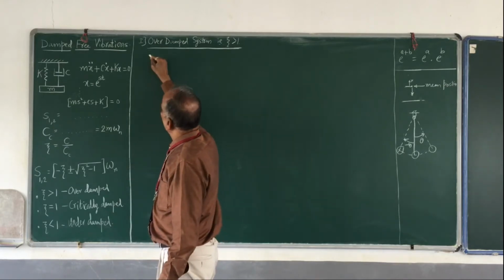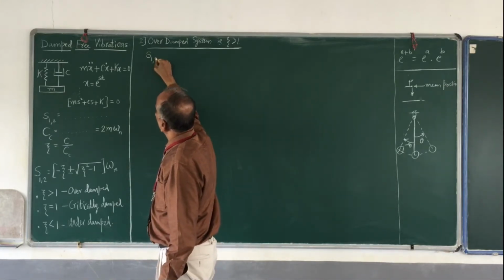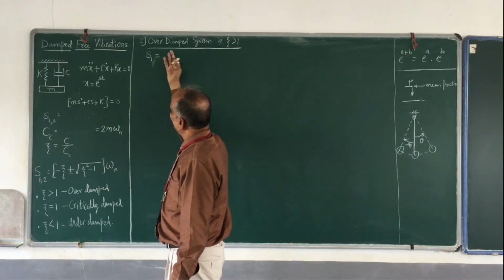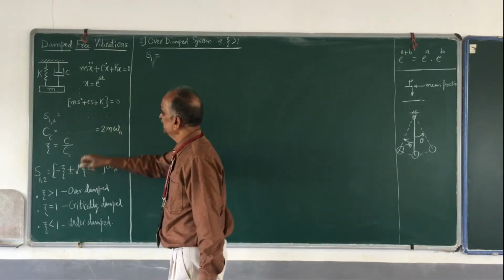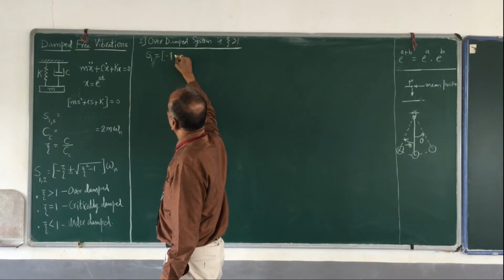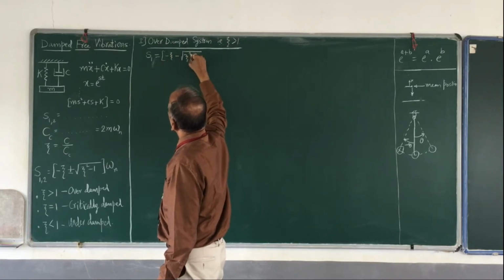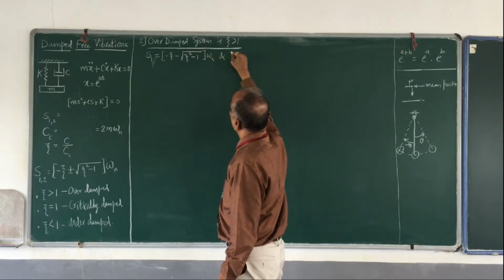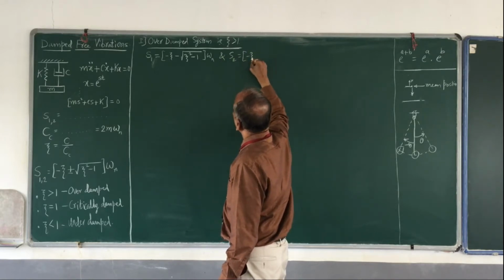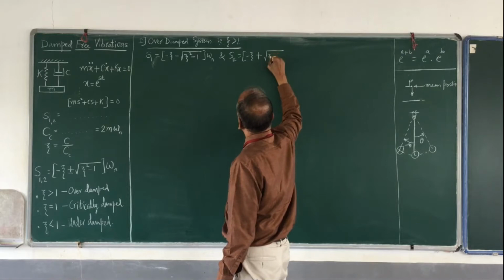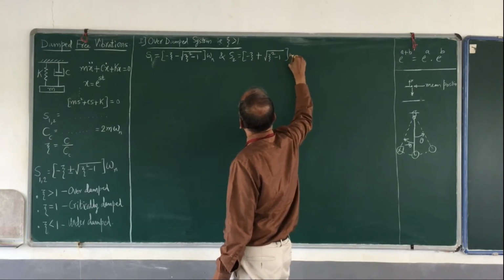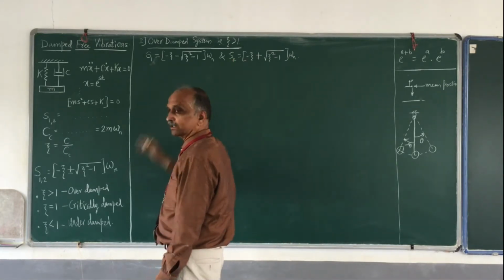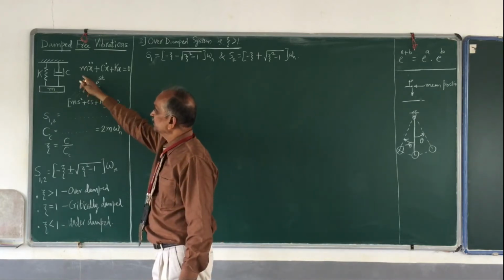Now S1, 2. We write down what S1 and S2 are. I consider S1 smaller than S2, therefore I shall take the minus sign. S1 is equal to minus zeta minus root of zeta square minus 1, multiplied by omega n. And S2 is equal to minus zeta plus root of zeta square minus 1, multiplied by omega n.